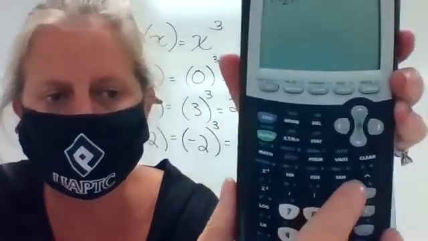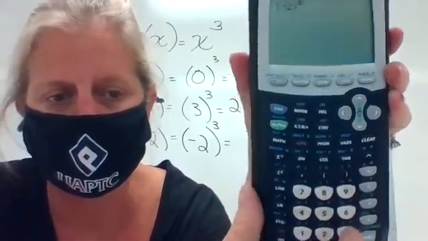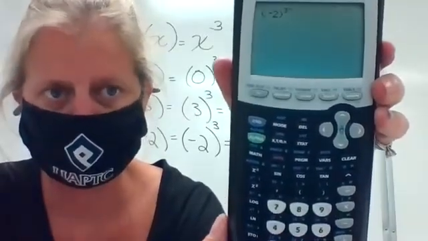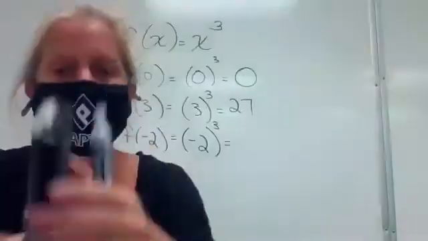Now remember how to get up into your exponent. This little up arrow right here. And then type in your exponent. And hit enter. So -2 cubed gives me -8.